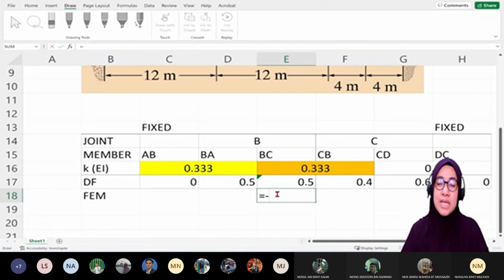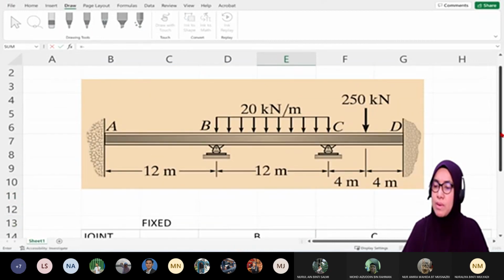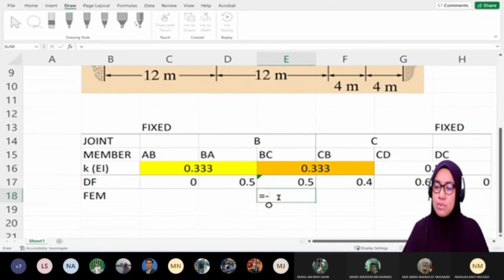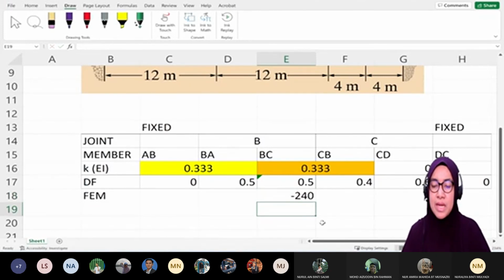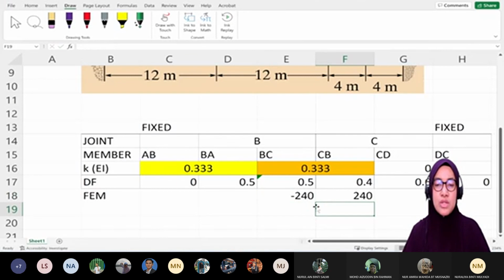It is negative because of the behavior. It is WL squared over 12. W is, what is W? 20, with L of 12. So this is 20 times 12 squared over 12, WL squared over 12. So we get negative 240. So the other one must be opposite, because the condition of FEM must be like this.